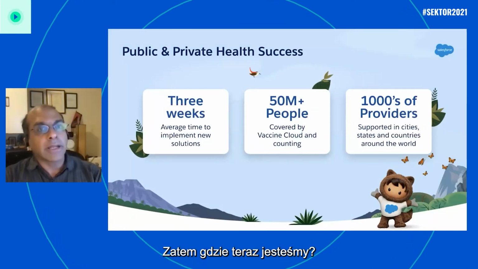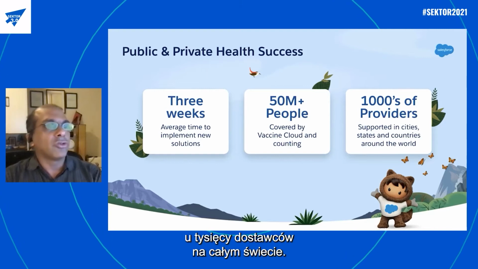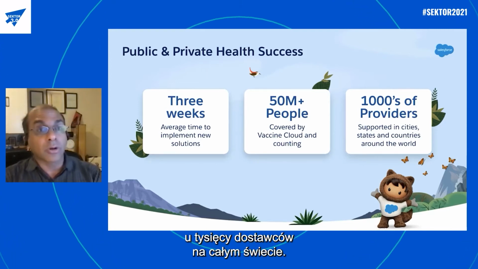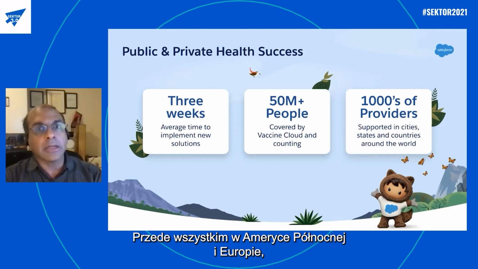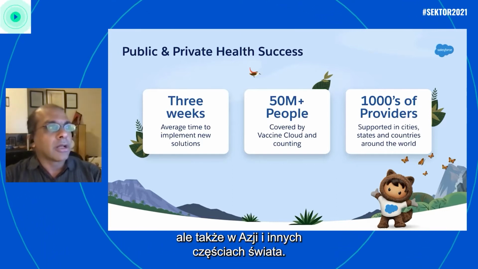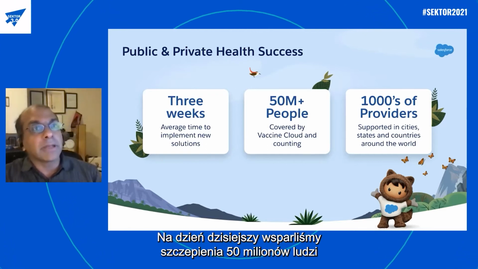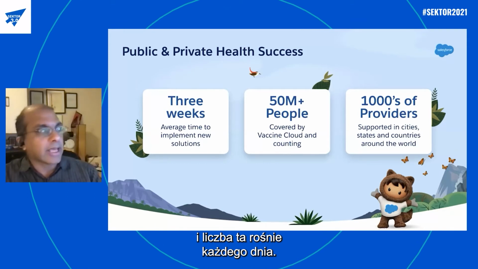So where are we right now? Right now, our solution has been rolled out to thousands of providers around the world, primarily in North America and Europe, but also in Asia and elsewhere around the world. We have currently supported the vaccinations of 50 million people, and this number is increasing every day.